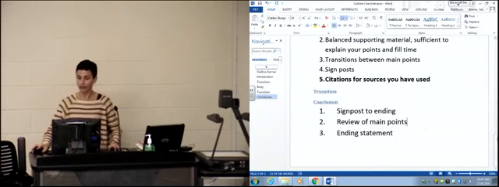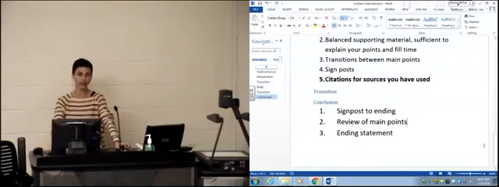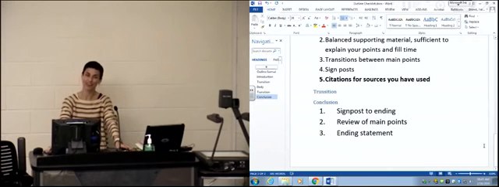All right. Check for your conclusion. You need a signpost to let us know that you are finishing up. So: in conclusion, to summarize, to wrap things up. You can write those words word for word on your piece of paper to help you remember to say them. But there ought to be something there.